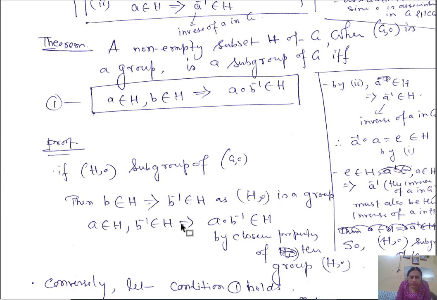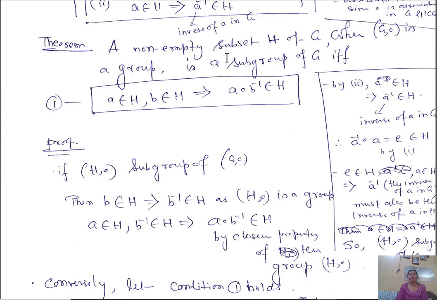So what I am saying is, I have to show this holds. I am taking this as a subgroup. If this is a subgroup, b belongs to H means b inverse also belongs to H, because this is a group. Now you take a belongs to H and b inverse belongs to H. Since it is a subgroup, by the closure property, a composition b inverse belongs to H. That means this holds.